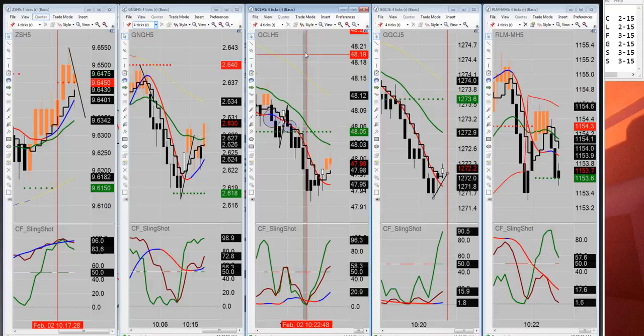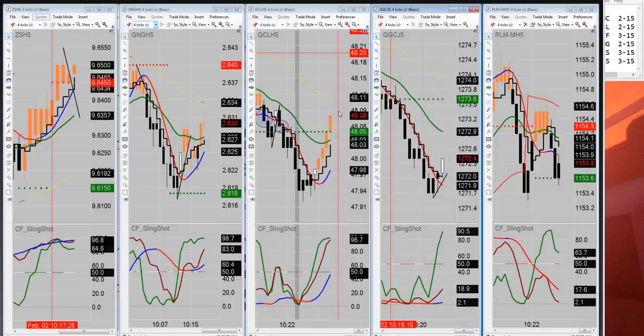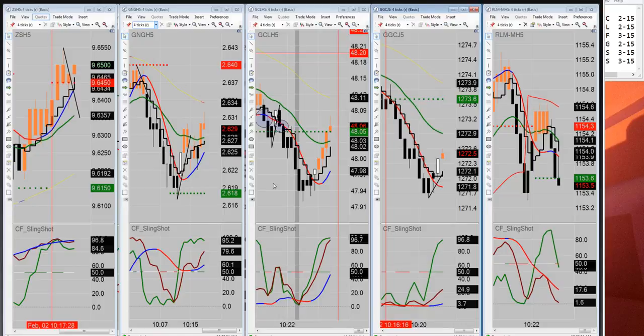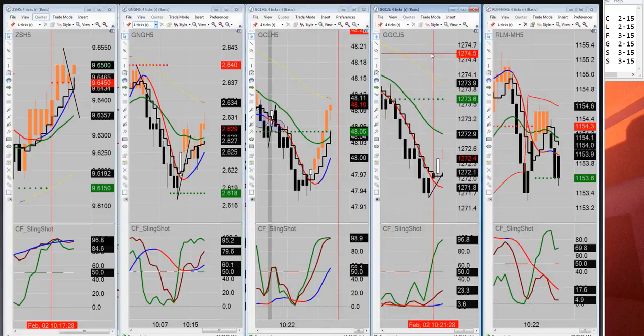What time is it? 10:22. All right, guys. We got to get our points now. We're down right now 4 on crude and down 5 on gold. So we're down 9 ticks. So we need to get 19 ticks quickly.